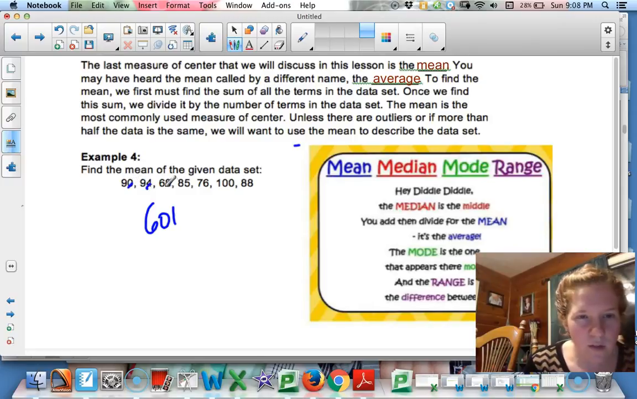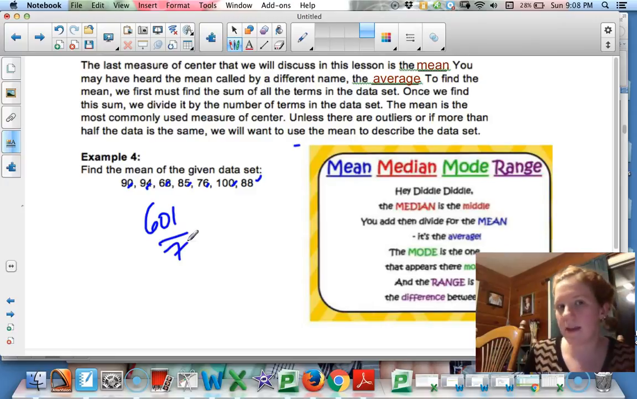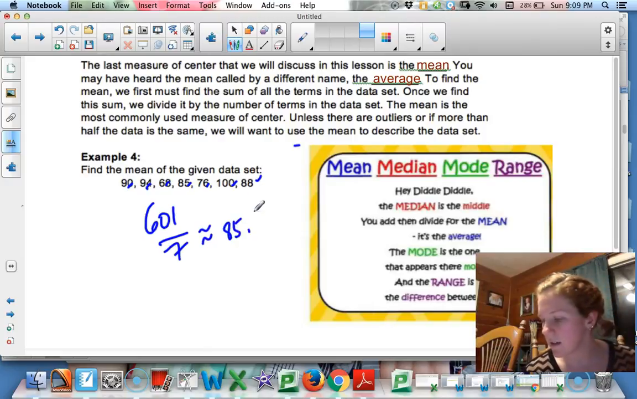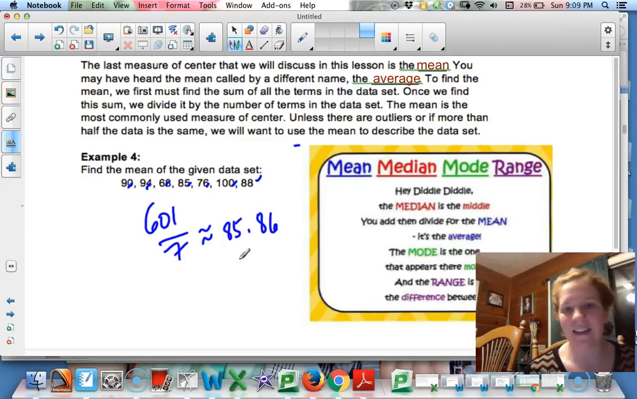there's 1, 2, 3, 4, 5, 6, 7 pieces of data, so I'm going to divide that by 7, and that gets me an answer of 85 point, let's round it to the nearest hundredth, 85.6. It actually is a decimal that goes on, seems to be irrational, but just round it, and when in doubt, just round to the nearest hundredths place, that second decimal place. So my average is about 86 or so.